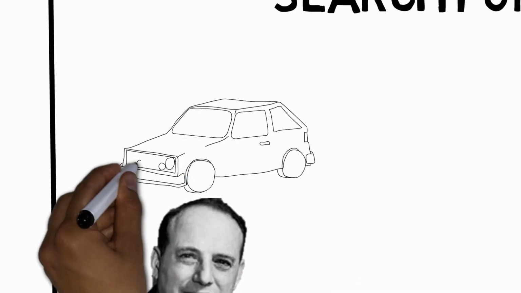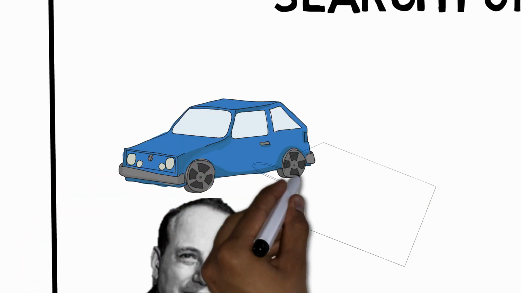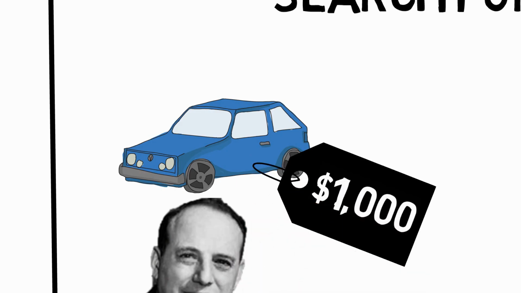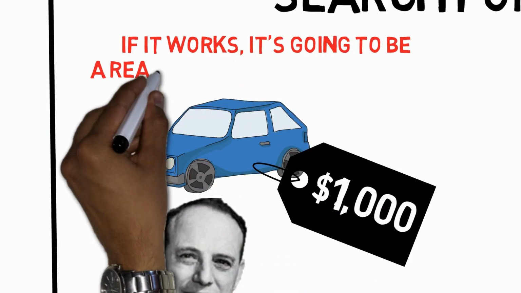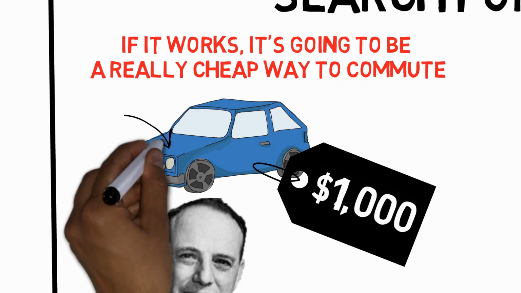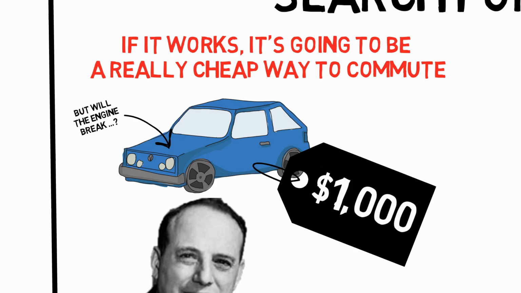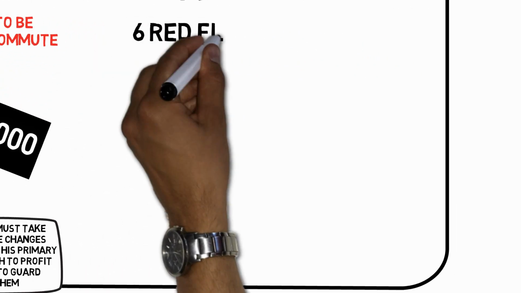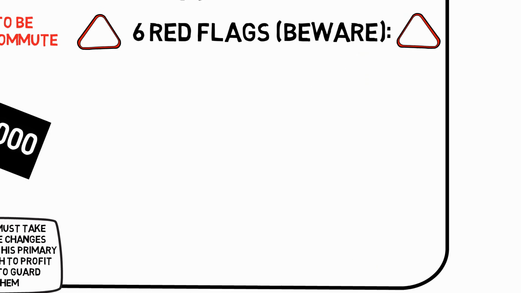Imagine yourself buying a used car at the price of, say, $1,000. If the car does what a car is supposed to do for a couple of more years, this will turn out to be a bargain. Now, you just got to protect yourself from the downside. Here are some red flags to look for when investing in stocks that may spell trouble for the future.